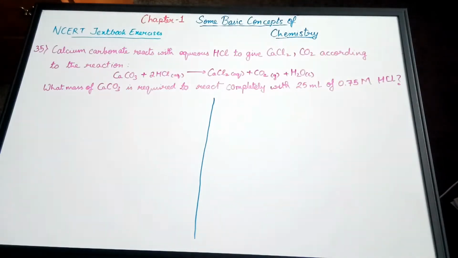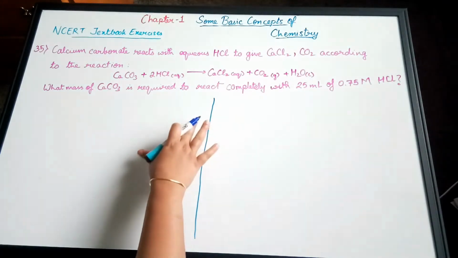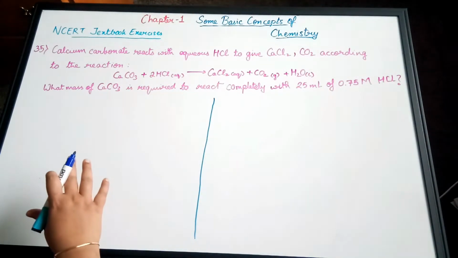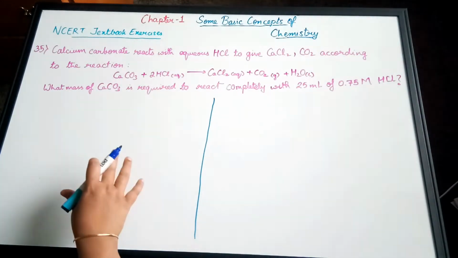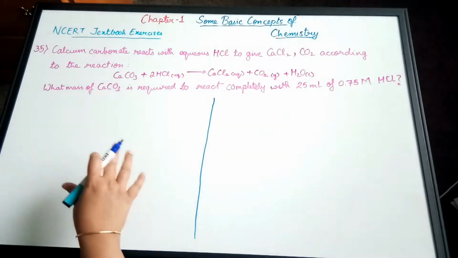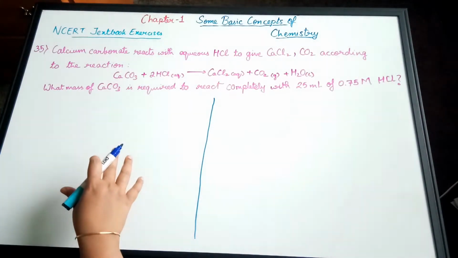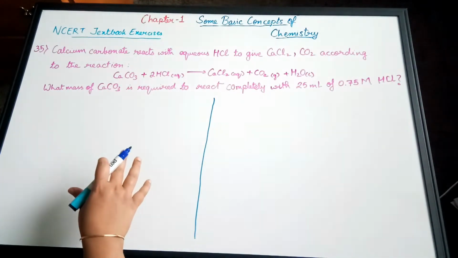Question number 35. Calcium carbonate reacts with aqueous HCl to give CaCl2 and CO2. This is done according to the reaction CaCO3 plus 2HCl gives rise to CaCl2, carbon dioxide and water. Now we have to find out what mass of CaCO3, calcium carbonate, is required to react completely with 25 ml of 0.75 molar HCl.